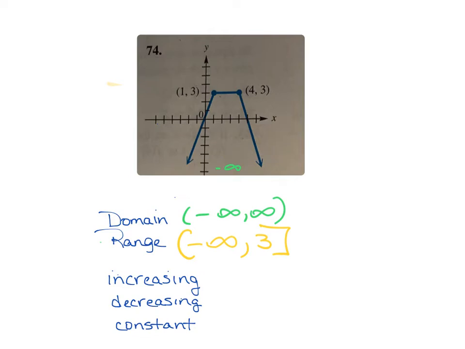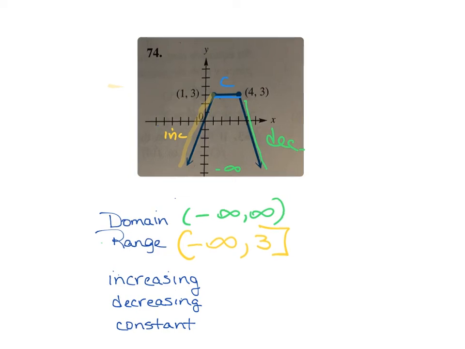Now let's identify each piece of this as either increasing, decreasing, or constant. So for this side, what is this piece doing? Left to right, what kind of slope is that? Increase. Increase, good, because it's positive. What about the top of this? Constant. Good. And then this back side? Decreasing.